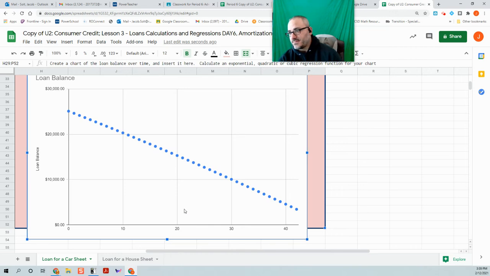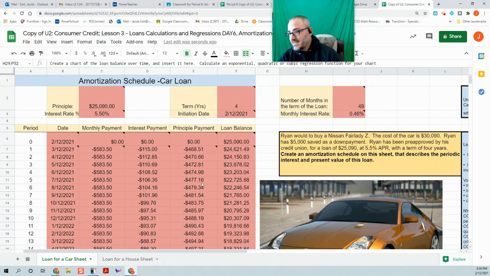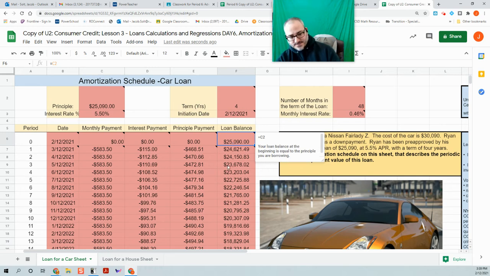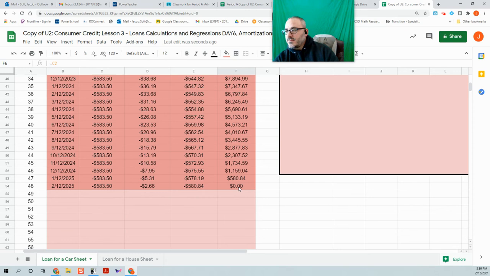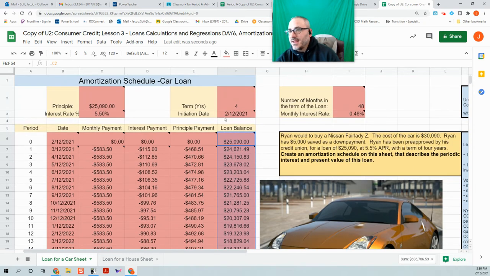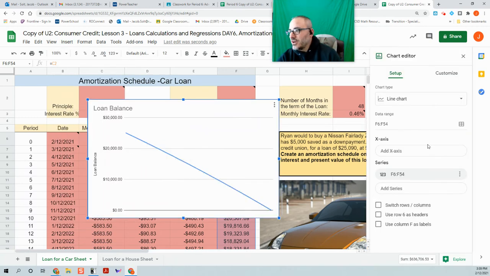Again, let me show you how I did this. I selected F6, where my loan balance begins. I scroll down to F48. I'm holding down the Shift key, and I click, and everything gets selected. I go back up here to say Insert. I want to insert chart. Click on Chart. A chart appears.